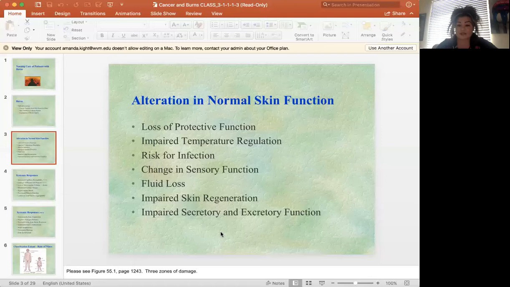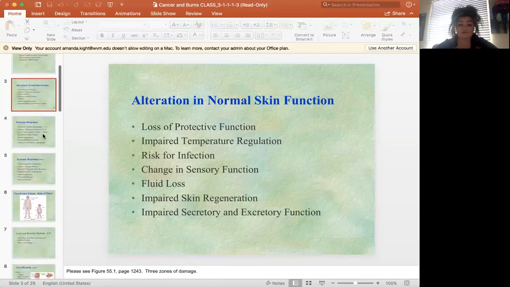And that is going to be an issue. Let's think about temperature, right? Temperature, what do we do when we're cold? We shiver. What do we do when we're hot? We sweat. So that can have an impact on how we regulate our body temperature, which is very important.